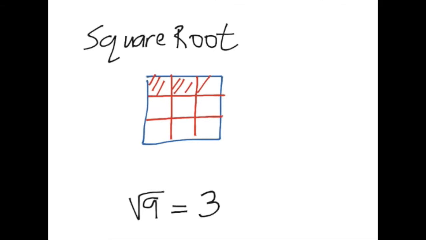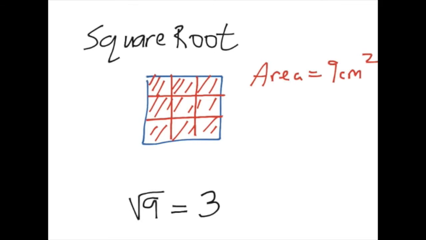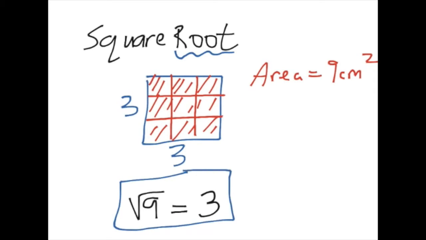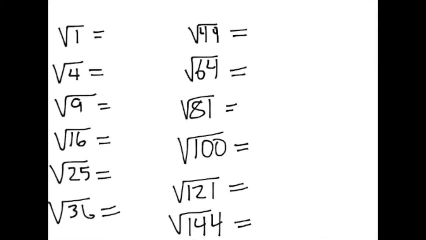Let's call these 9 centimeters squared. And I want you to think about what the side must be in order for this square to make sense. So the area is 9 centimeters squared, 9 blocks. The only way for this particular square to make sense is if the sides are 3, because length times width, 3 times 3, will give us 9. So the square root is a direct application of the area and side length of a square.